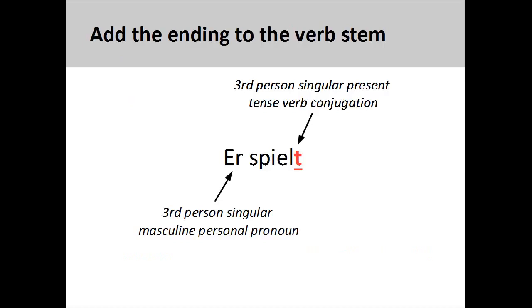Once that is done, we simply add that ending to the verb stem to produce spielt, he plays. Both the subject and verb are in third-person singular, creating subject-verb agreement.